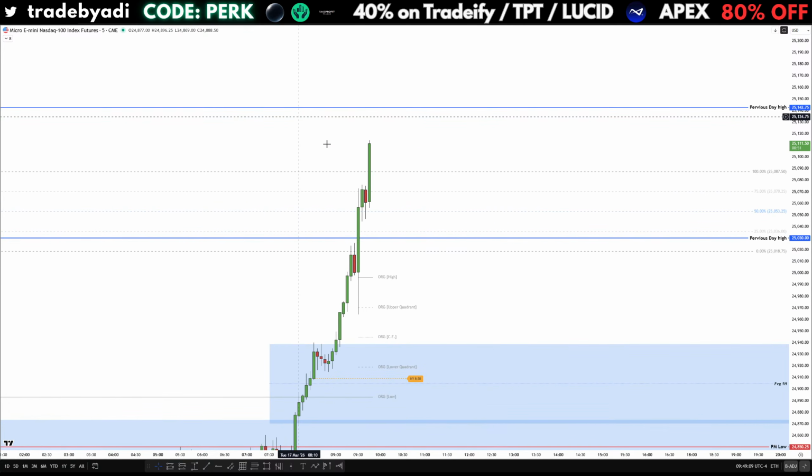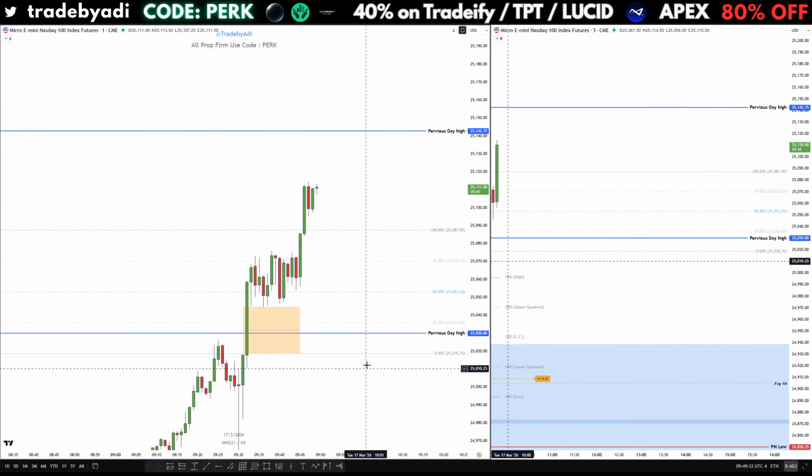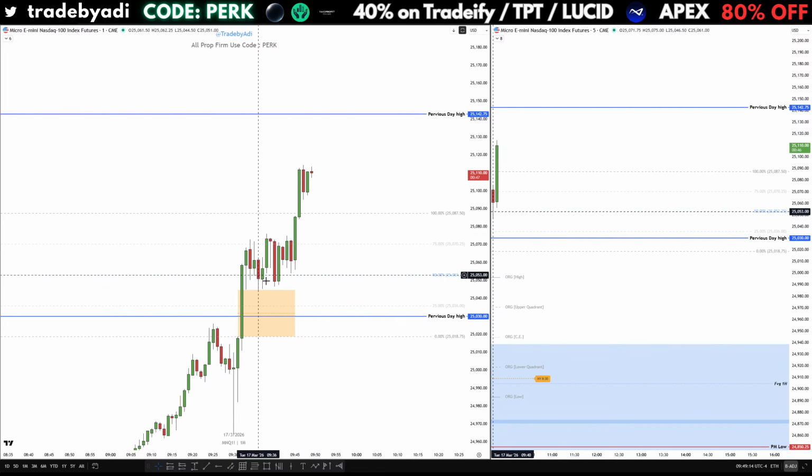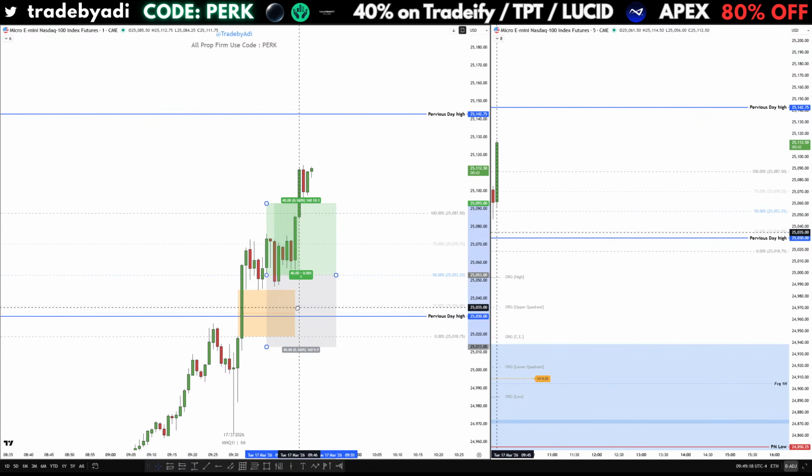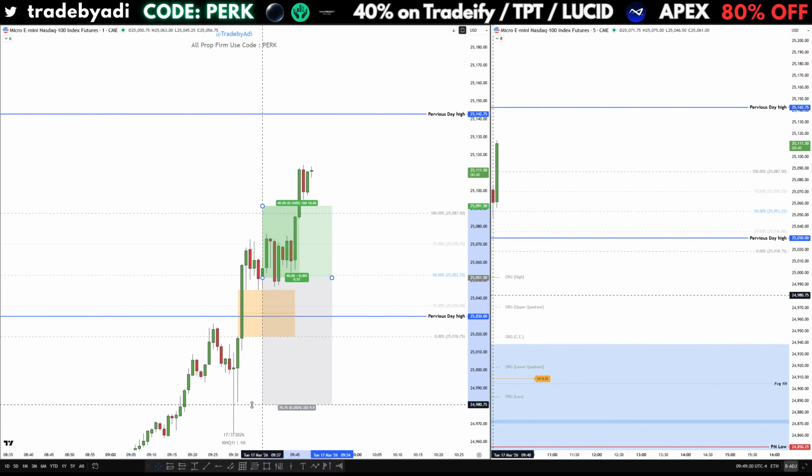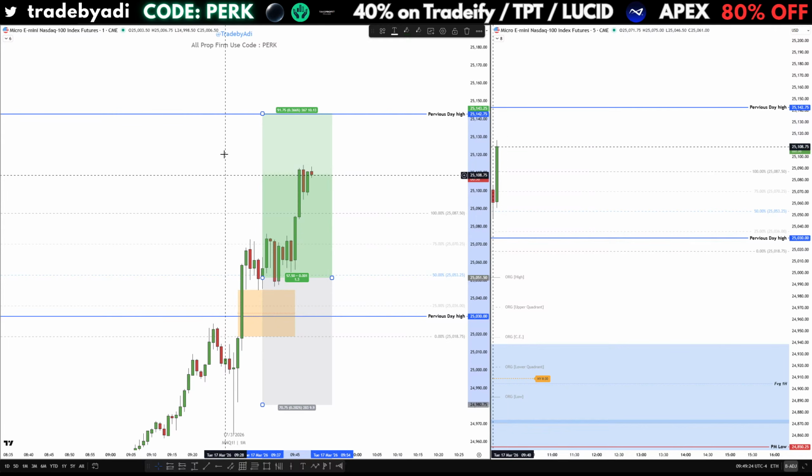But I need some kind of manipulation before entering. Otherwise, I really don't want it to take a trade over here and put my stop loss over here. And what is going to be the target like this? I don't trade like this.